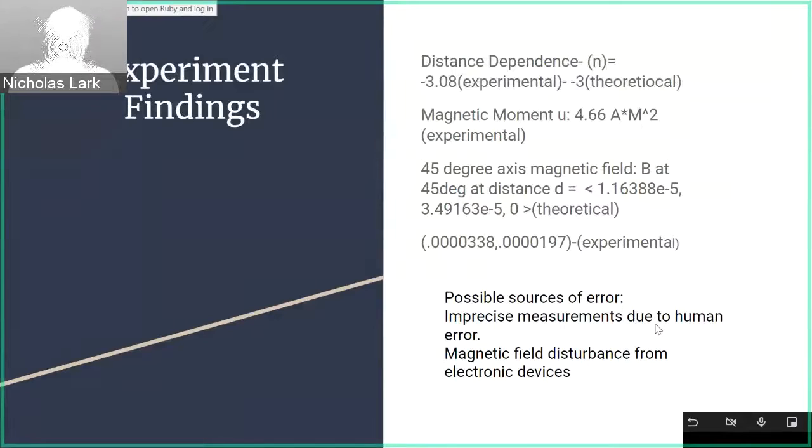Here are my experimental findings. As you can see, my distance dependence relationship was very close to what it should be, which was -3. I found my magnetic moment by showing you the calculations before, and the analysis that I made on the off-axis location was very close to the experimental value. As you can see, the magnitudes were about 0.3 off when I calculated it, and a possible source of error was imprecise measurements due to human error and magnetic field disturbance from electronic devices.